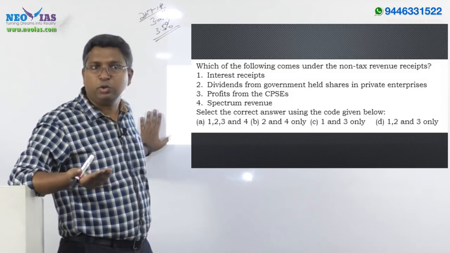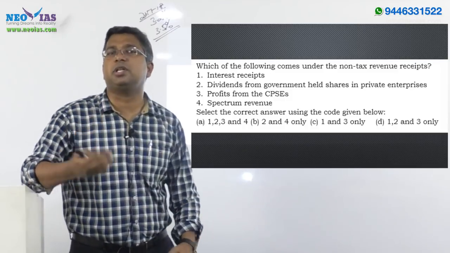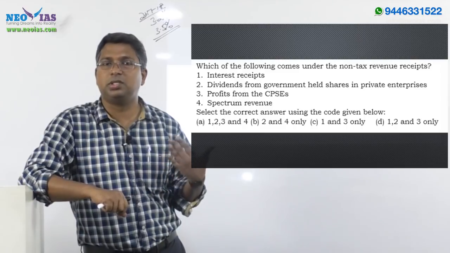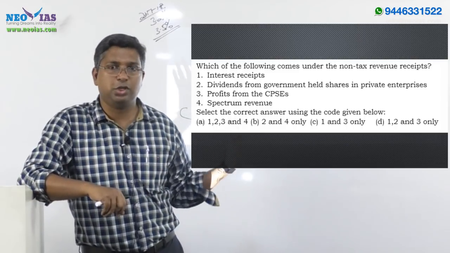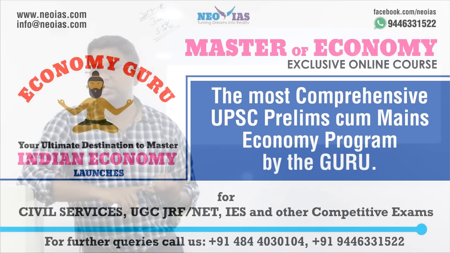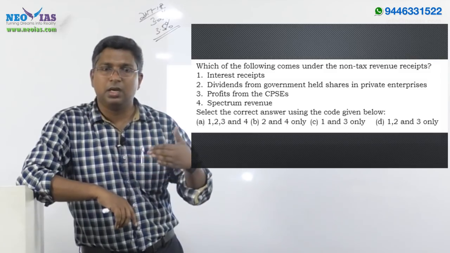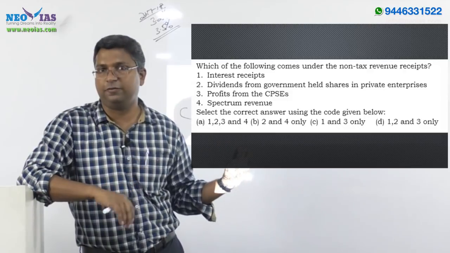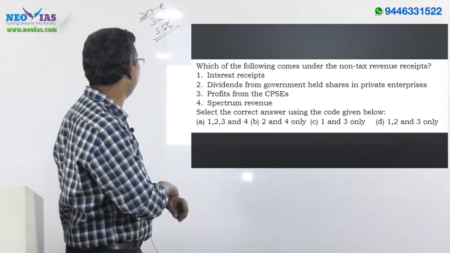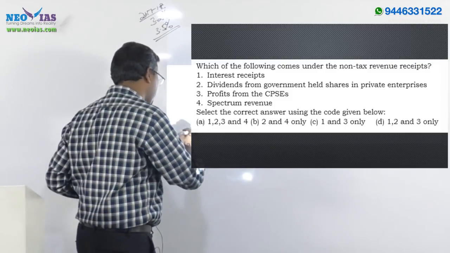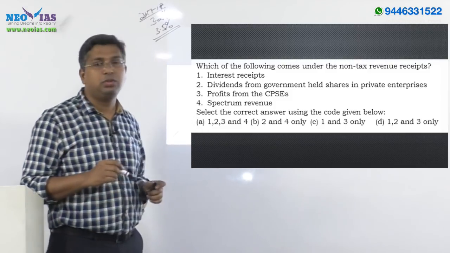So UPSC can ask a question related to why there was lower non-tax revenue collection in 2017-18 compared to 16-17. So you need to note down spectrum revenue. There was no auction for spectrum, so no spectrum revenue, and the share of RBI's dividend under the non-tax revenue was lesser. So it's very important for you. So spectrum revenue is also there. So the answer to this question is A, 1, 2, 3 and 4.